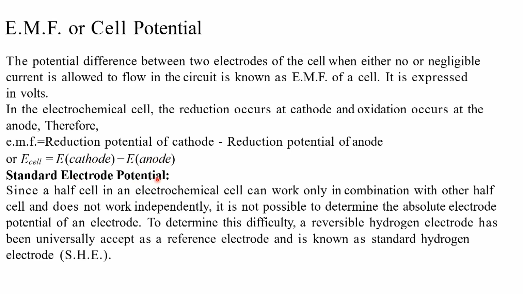Now, standard electrode potential. Since a half cell is an electrochemical cell, it can work only in combination with another half cell, it does not work independently. It is not possible to determine the absolute electrode potential of an electrode. So, we need the other half. To overcome this difficulty, a reversible hydrogen electrode has been universally accepted as a reference electrode and is known as the standard hydrogen electrode or SHE.